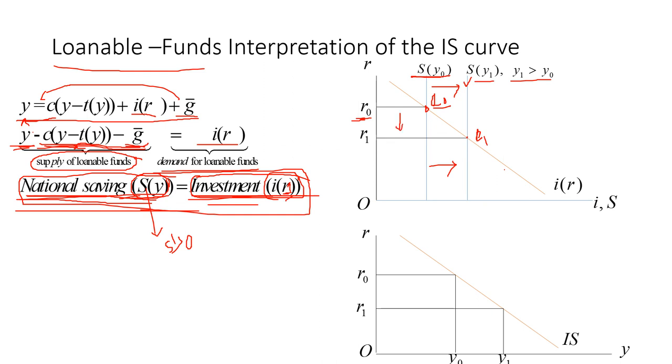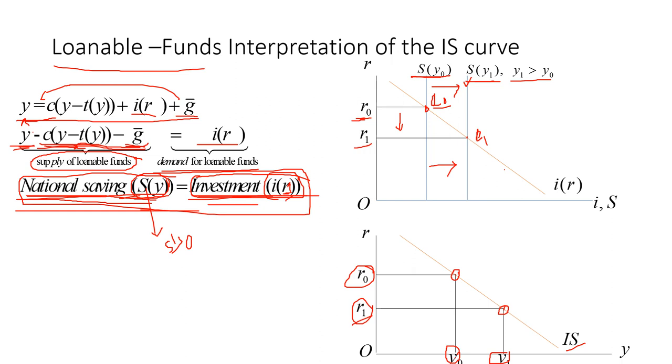In our previous slides, we started with one R0 and then derived the corresponding equilibrium income. Here we are doing the opposite. We start with Y0, and corresponding to Y0 the equilibrium rate of interest is R0, so this is one point. Then if you raise your income to Y1, you get another equilibrium point where your rate of interest is R1, which is lower than R0. If you join those two points, you will get the IS curve like this.